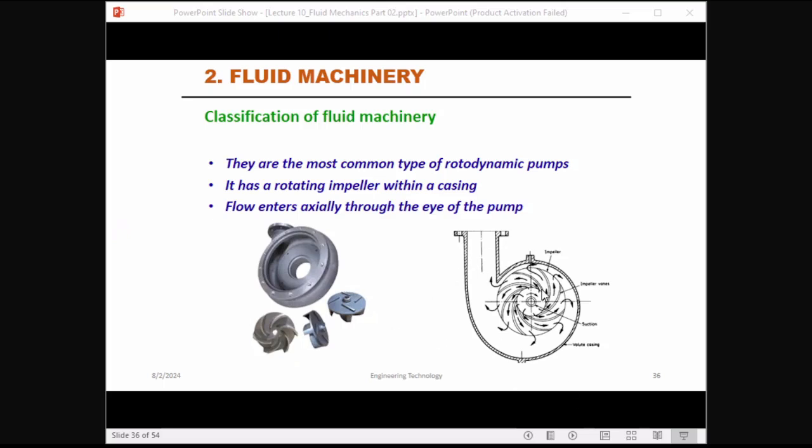Then this type of pump has the ability to handle a variety of fluids. Okay, then maintenance cost is a little bit low compared with other pumps. Maintenance process is easy compared with other pumps.